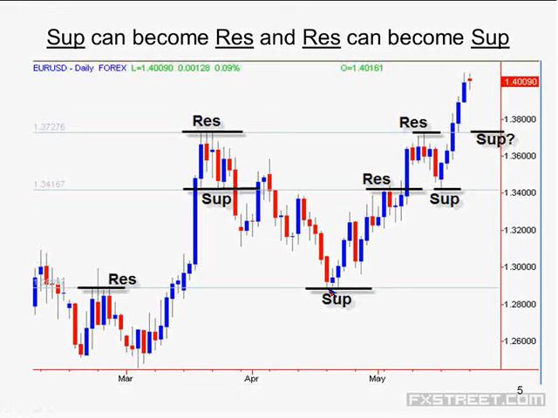Where did it come down to? It came all the way down to this level, which was previous resistance. Bounced on up. Up it went. Where did it pause? It paused where there was previous support. Resistance has now become support. On up again. Where did it find resistance? In the region of an old high.